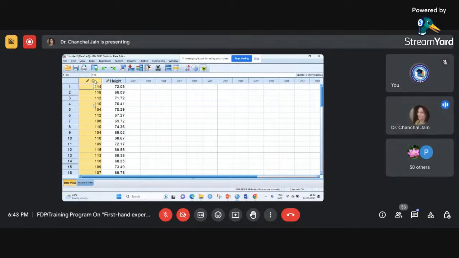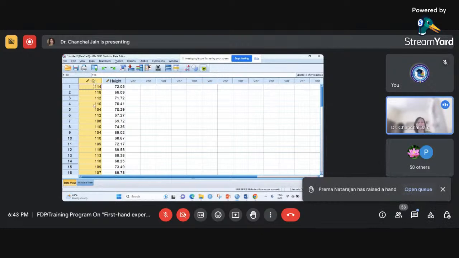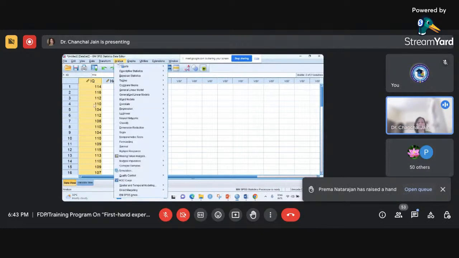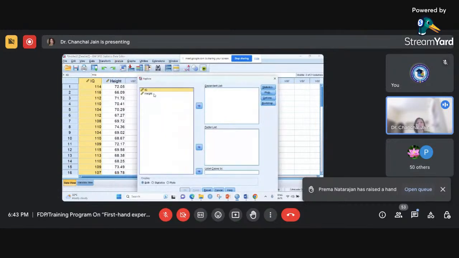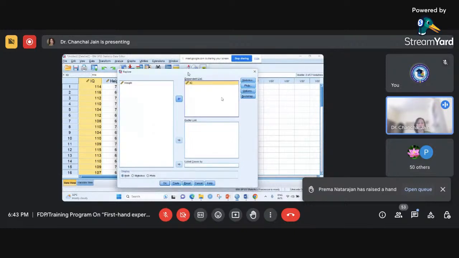Now we will check normality and outliers. I'll suggest you go to the analyze menu, then descriptive statistics, and then go to explore. And here shift your IQ variable to the dependent list box. Is it fine? Pace is okay. May I proceed?